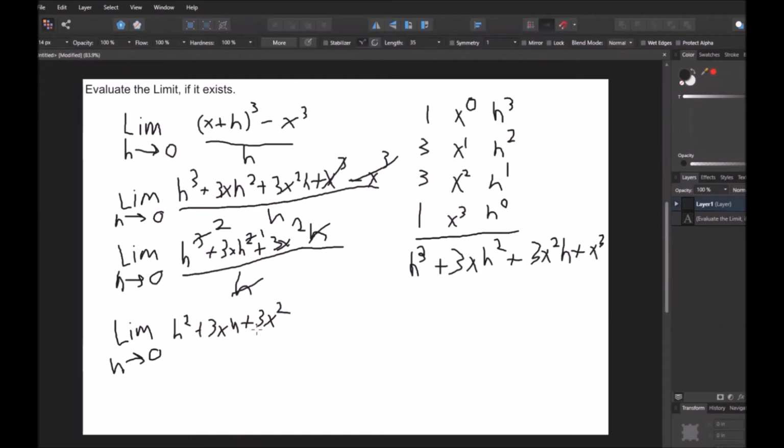Now we can directly substitute 0 for h. So we're going to get 0 squared plus 3x times 0 plus 3x squared, which will just be 3x squared. And that would be my answer to that one.